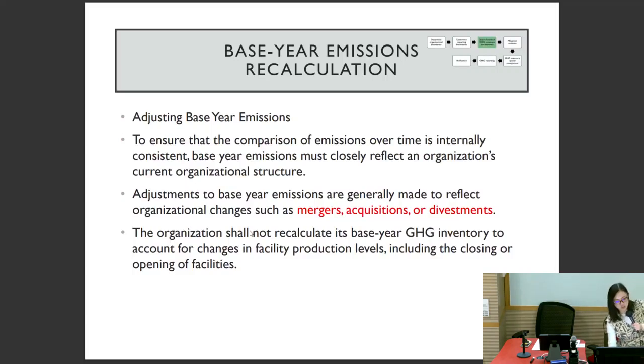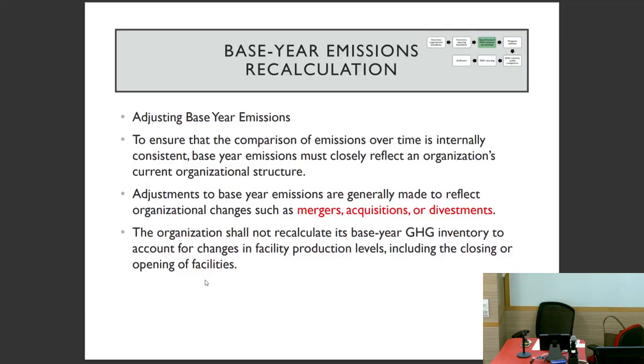The organization shall not recalculate its base year greenhouse gas inventory to account for changes in facility production level, including the closing or opening of facilities. So unlike organizational change, for example, if CLP closes down a coal-fired generator, it may reduce a lot of emissions, because they don't use the coal-fired generator anymore. They use oil or natural gas, which is more efficient.